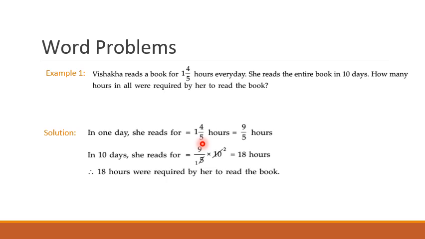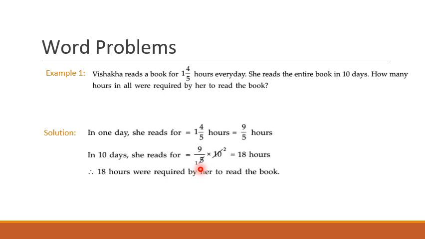So converting this, 5 into 4 plus 1 gives me 21 as the numerator and the denominator is 5.